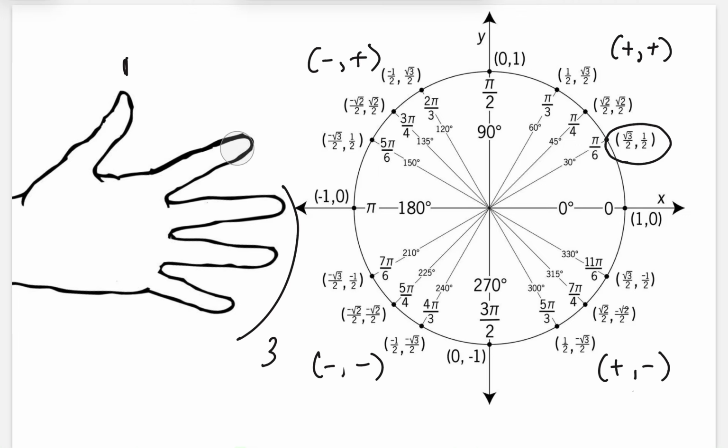And it works for the 45 also. So if we bend in that middle finger, you have 2 fingers here and 2 fingers here, reminding you that you have square root of 2 over 2 and square root of 2 over 2. So hopefully those tricks help and make it easier for you to memorize that unit circle.